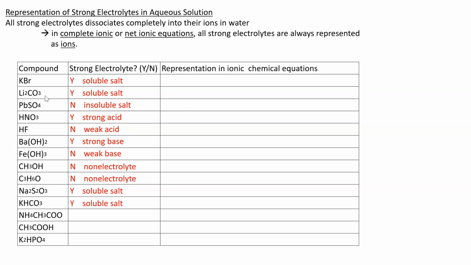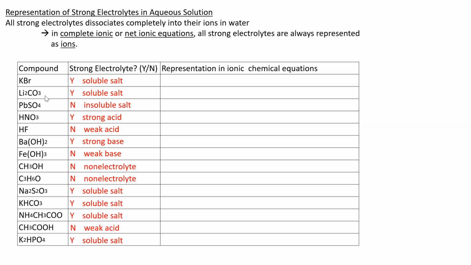KHCO3, same thing. It's going to be a soluble salt. NH4CH3COO, that's also going to be a soluble salt, and NH4 compounds are always going to be soluble. So yeah, that will dissociate. CH3COOH. Well, this is actually a weak acid. I wouldn't necessarily expect you to know that by now, but it is definitely not going to be a strong electrolyte. It's a weak acid. And then K2HPO4, yes, that's a soluble salt.